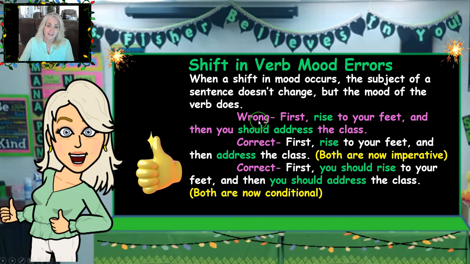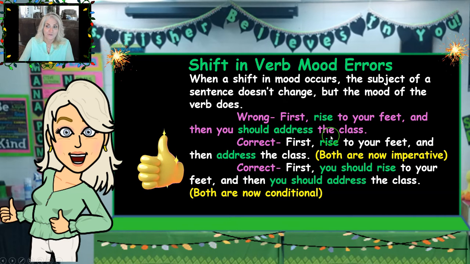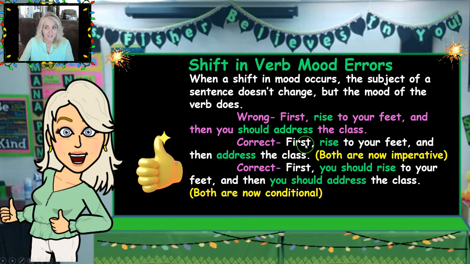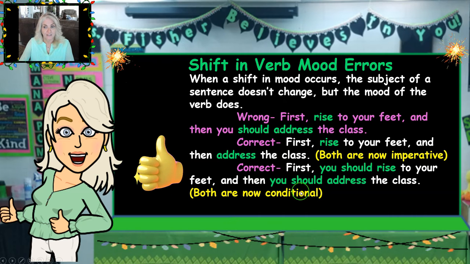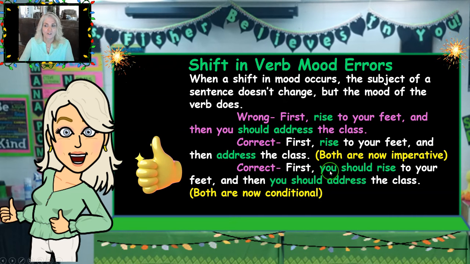So, because you said rise to your feet, and then you should address the class, since we're using imperative, you say first rise to your feet and then address the class. If you wanted to change that from imperative to the conditional, then you need to do that in the beginning of the sentence so they're both the same. First, you should rise to your feet, and then you should address the class. Both are now conditional.